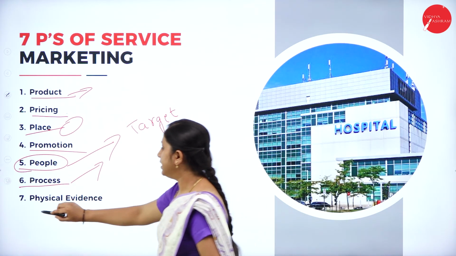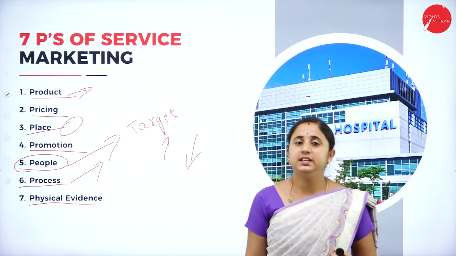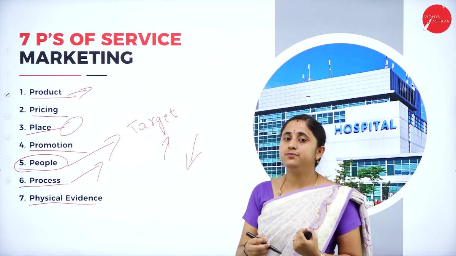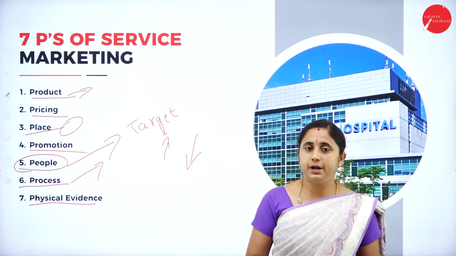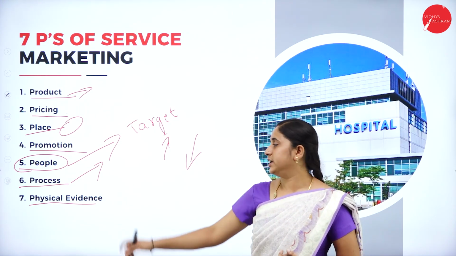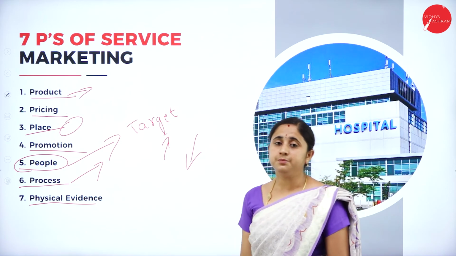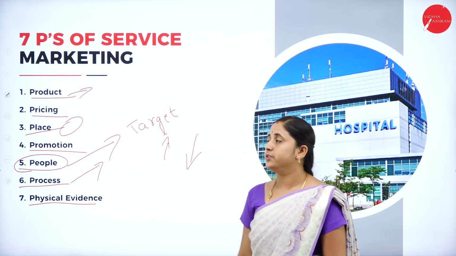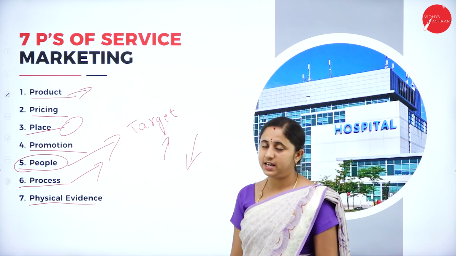Next, physical evidence. Even though the service cannot be seen, touched and felt, it should have some physical evidence. Your service should be possible to judge or evaluate by the customers. It should have some physical evidence to evaluate. So this is all about the 7 P's of service marketing.